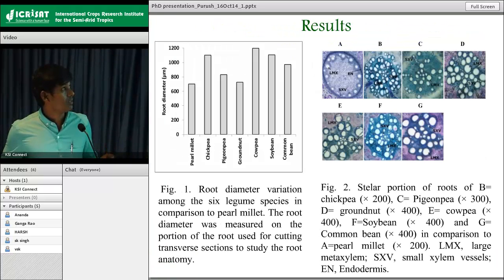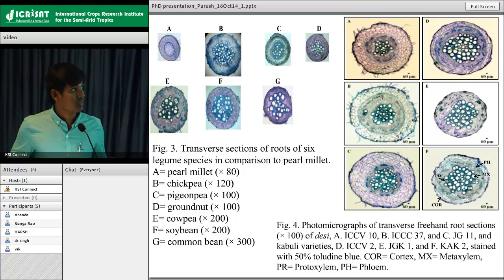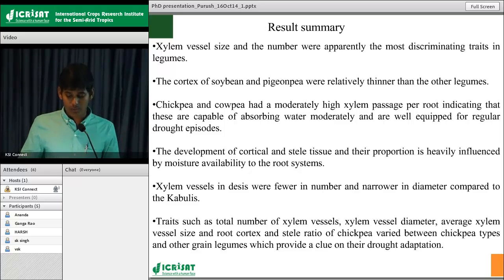While coming to the difference between the Desi and Kabuli, Desi had a very small stellar portion compared to the Kabuli, and they have a large cortex tissue compared to the Kabuli. And the major discriminating factor is the number of xylem vessels is moderately low compared to the Kabuli chickpeas, and also the diameter of the metaxylem vessels was comparatively high in Kabuli. Therefore, the results summarize that the xylem vessels and their number were apparently the most discriminating trait in legumes.